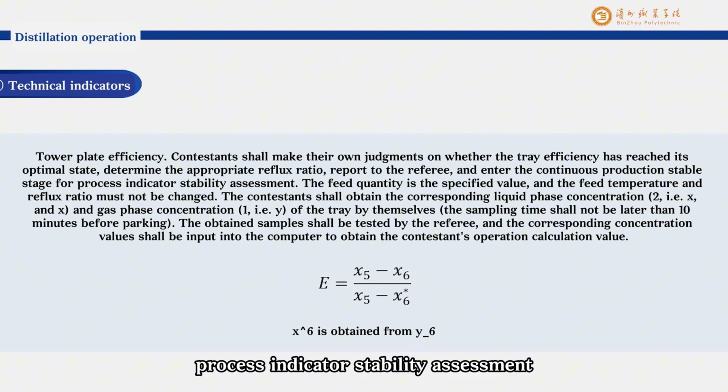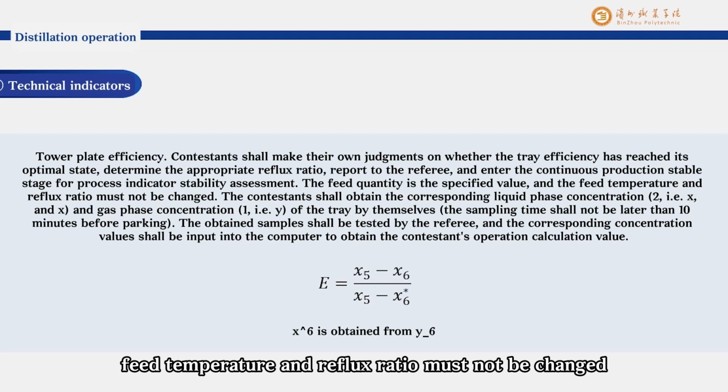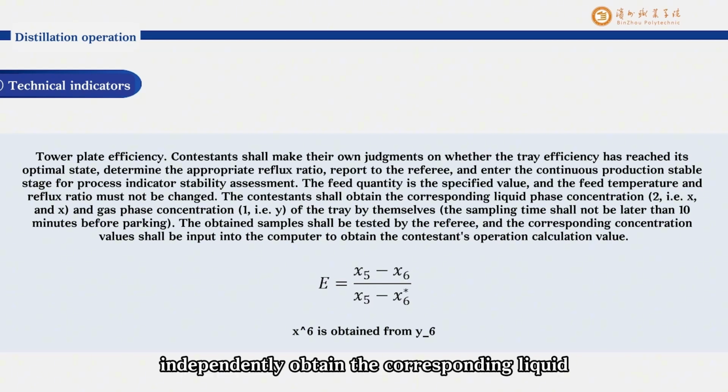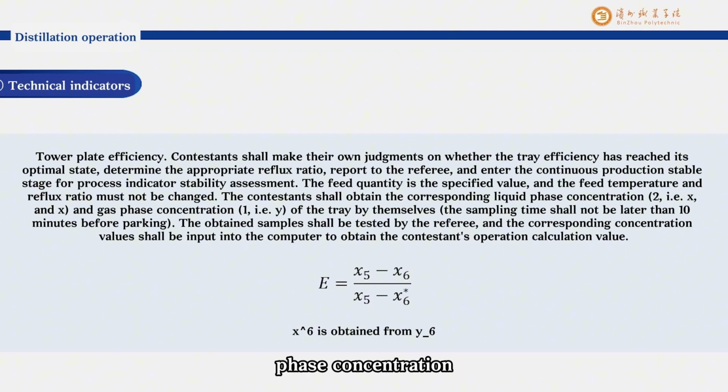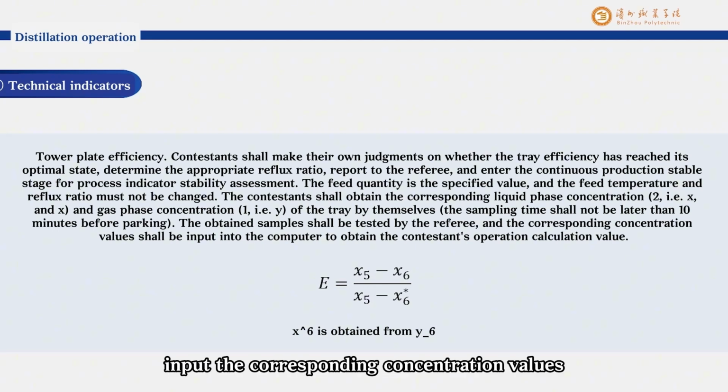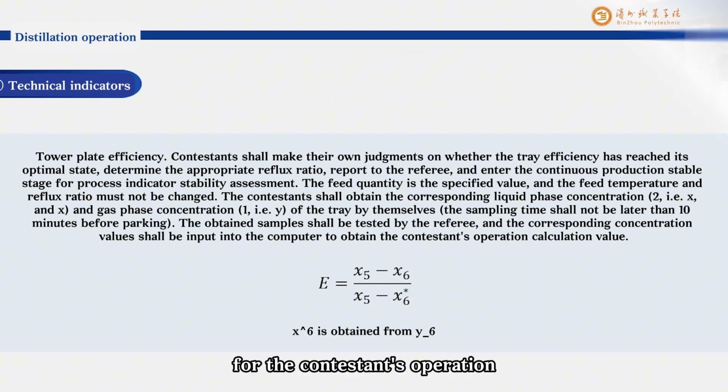Process indicator stability assessment. Feed rate is the specified value. Feed temperature and reflux ratio must not be changed. Contestants independently obtain the corresponding liquid phase concentration and vapor phase concentration from the trays. After submitting the samples to the judge for measurement, input the corresponding concentration values into the computer to obtain the calculated value for the contestant's operation.